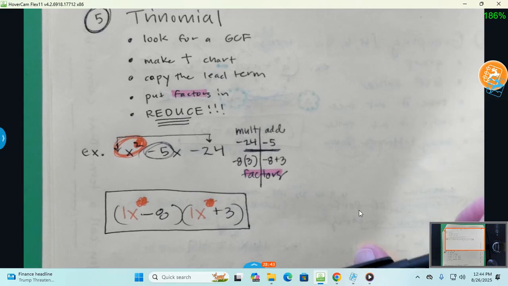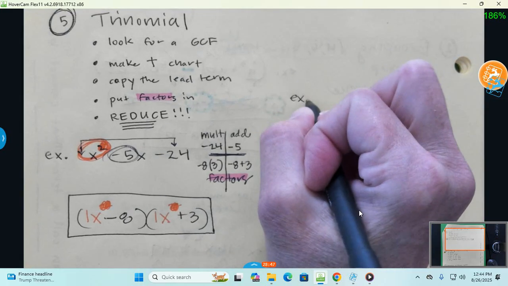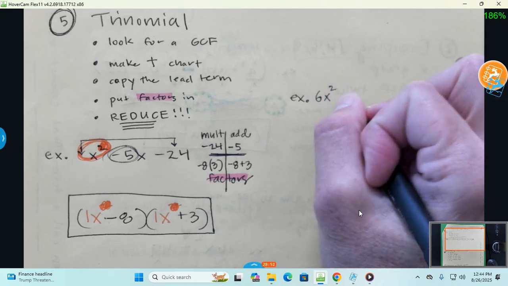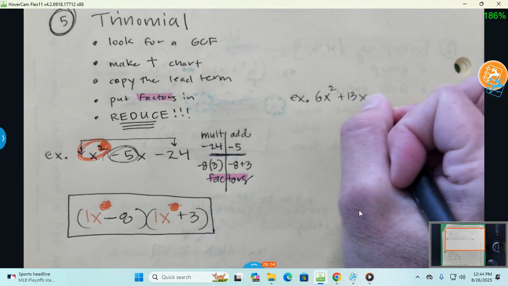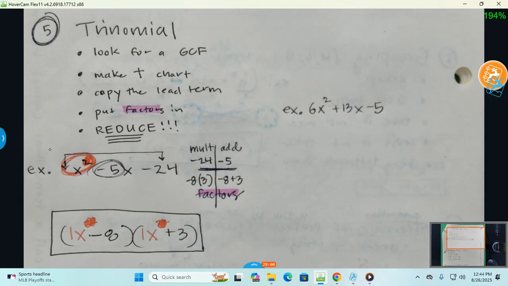All right, let's try one more over here, and then we're going to practice. So let's go over here to the right, and the last one is going to be 6x squared plus 13x minus 5. 6x squared plus 13x minus 5.